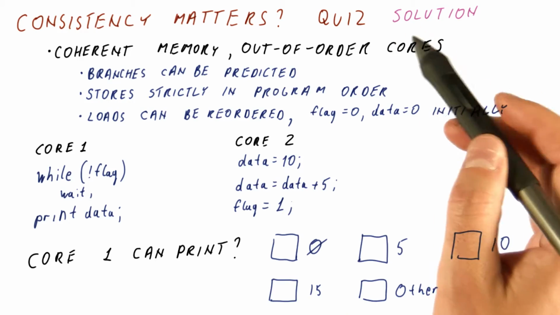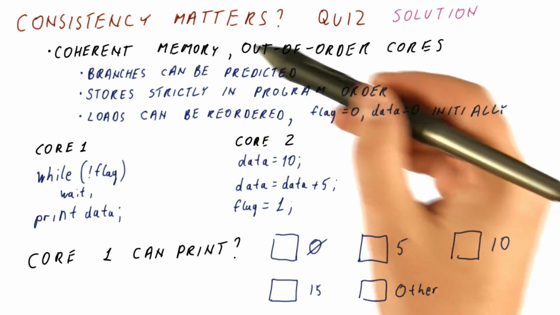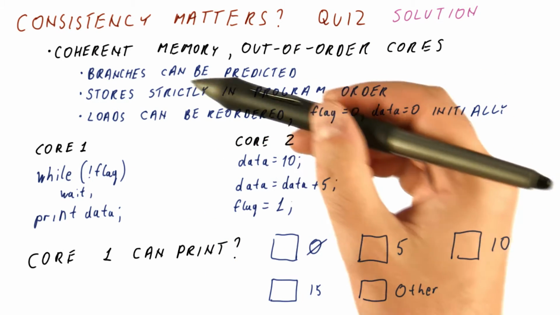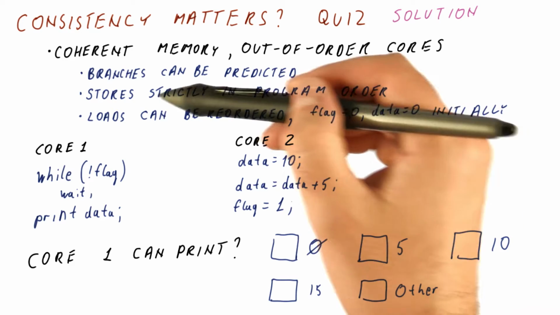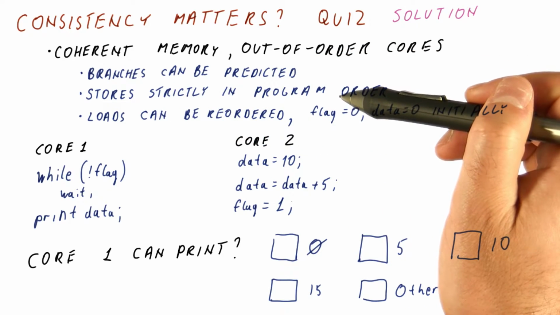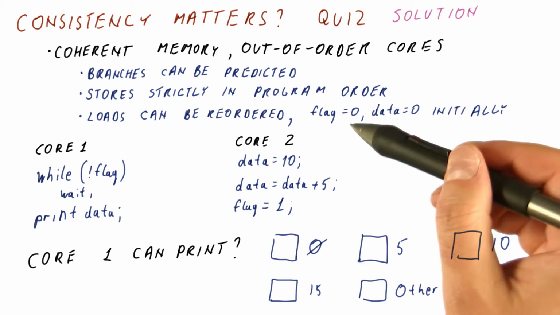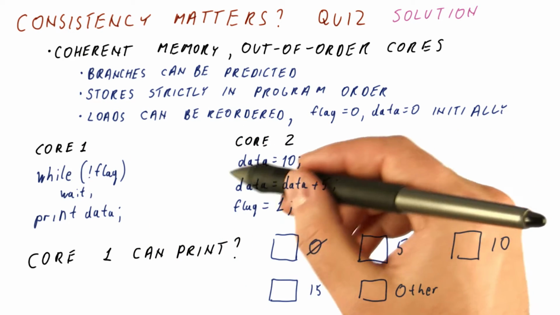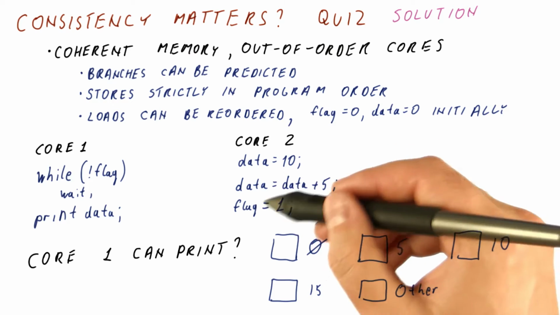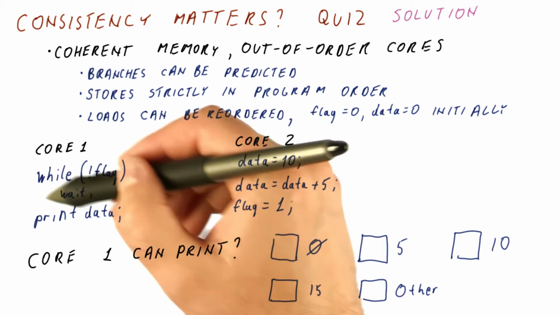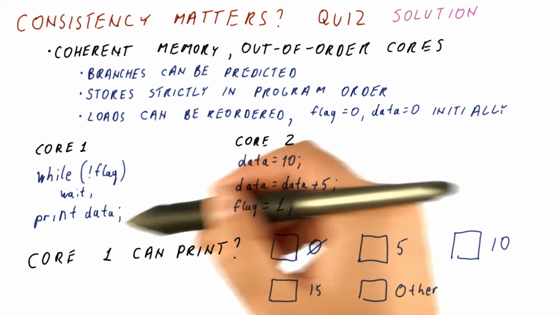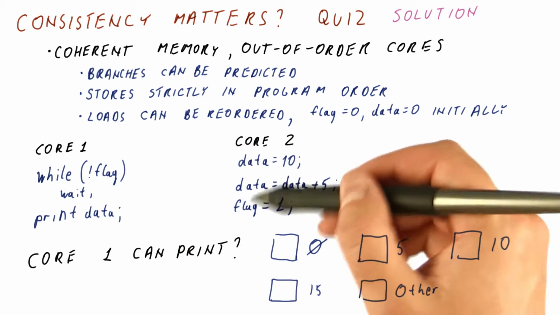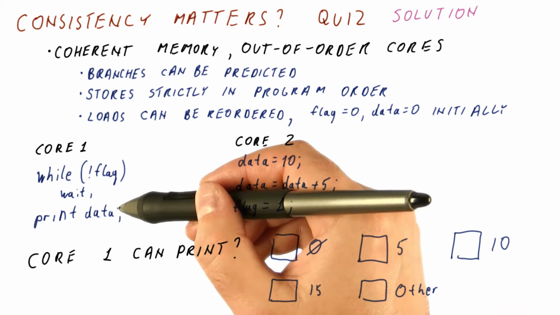So let's look at the solution to our consistency quiz, where we have coherent memory, but an out-of-order pair of cores, where branches are predicted, stores are still done strictly in program order, but loads can be reordered, and these two variables start at 0. What the programmer is kind of expected to happen is that I put some values in some data, then I set a flag, and the other core waits for that flag to be set so that it can print the data that I produced.